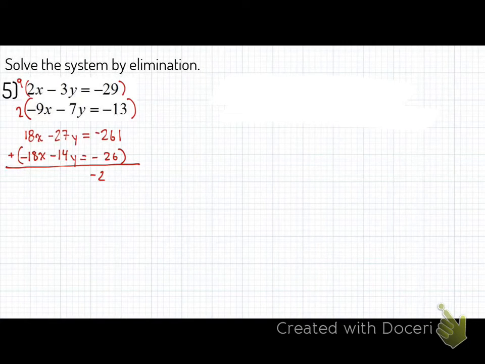Okay, sorry about that. So, when you add these, look what's happening. What's 18x plus a negative 18x? It's going to be nothing. Nothing, right? And then negative 261 plus 26 is negative 287. Yep. Okay. Did you see where you made a mistake? Okay, so, and then negative 27 plus negative 14 is negative 41y.